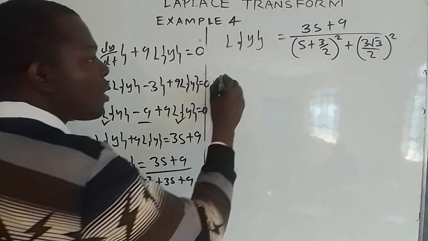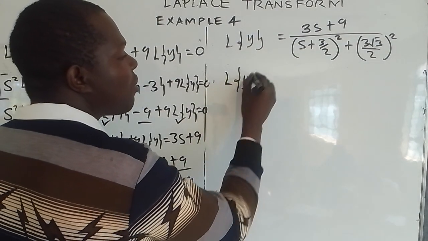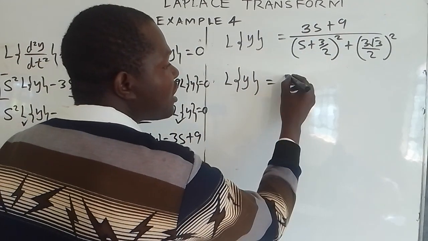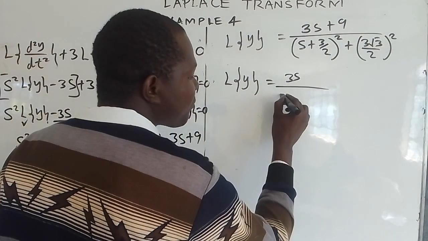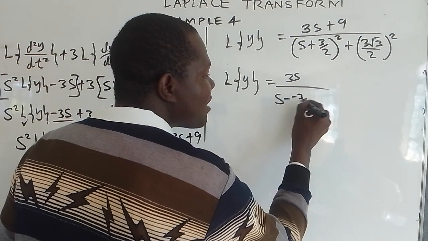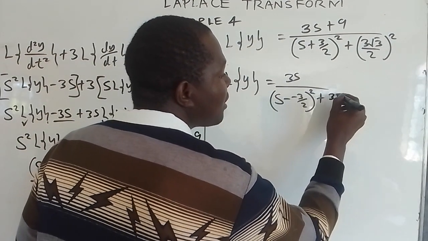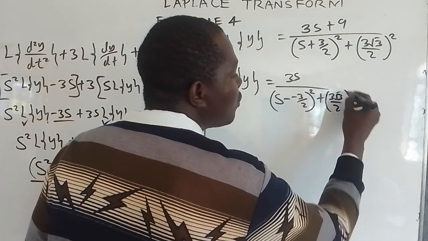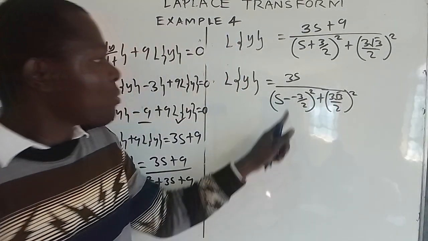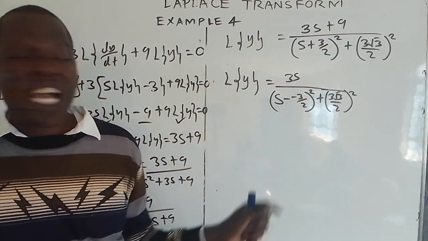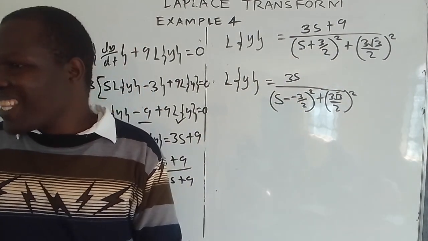So there you'll have what? The Laplace transform of y. The first part here is 3s, isn't it? So it is 3s over (s minus negative 3 over 2) squared plus (3 root 3 over 2) squared, because it is supposed to be s minus a. So s plus 3 over 2 is s minus negative, meaning our a is going to be negative 3 over 2. Are you seeing that?